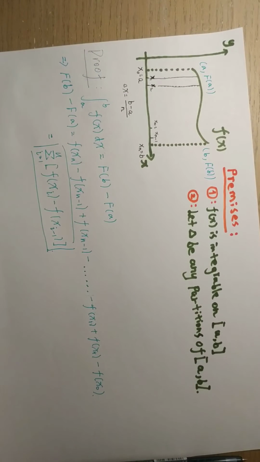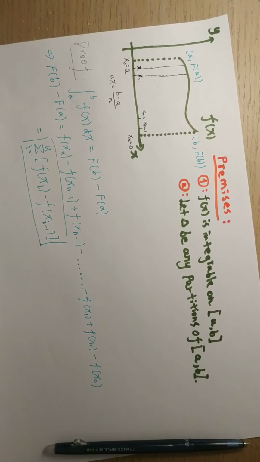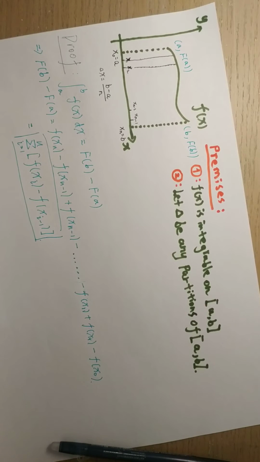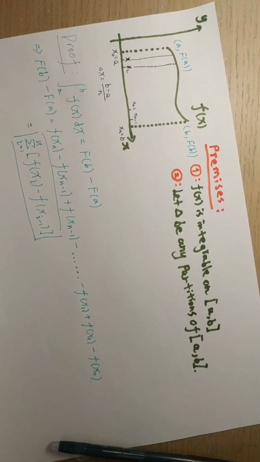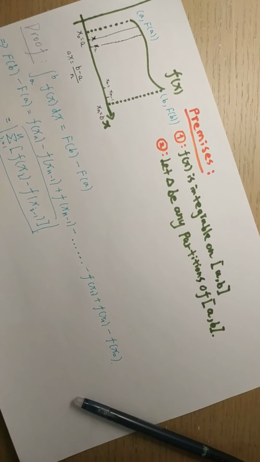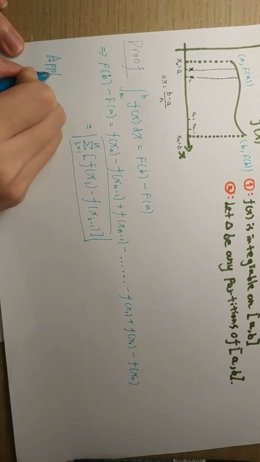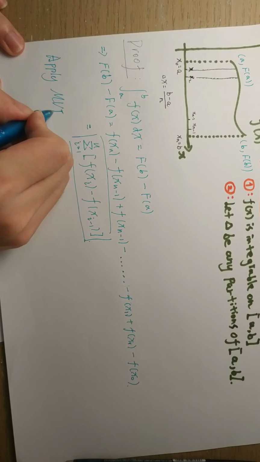Then since this function f of x is integrable on the closed interval a to b, in each subinterval the function is still continuous and integrable. Therefore we can apply the MVT, which is the mean value theorem, in each interval on this curve.